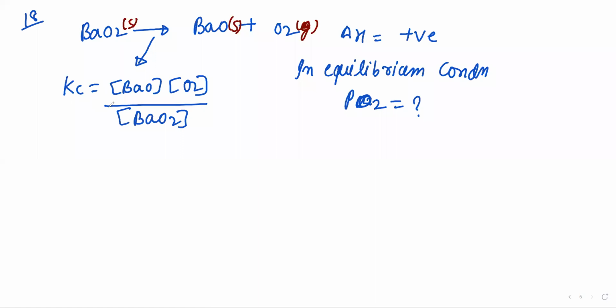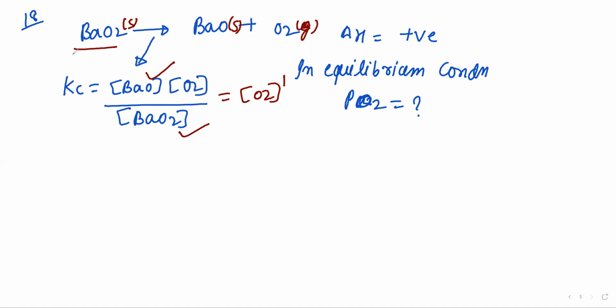BaO2 and BaO are in solid state. Thus, their concentration is constant, so it doesn't change. Hence, the equilibrium constant is independent of these two concentration terms, right? So this is constant and this is also constant. So this Kc will be reduced to only the O2 concentration, right? Thus, increasing the mass of BaO2 and BaO doesn't have an effect on the equilibrium constant, right?